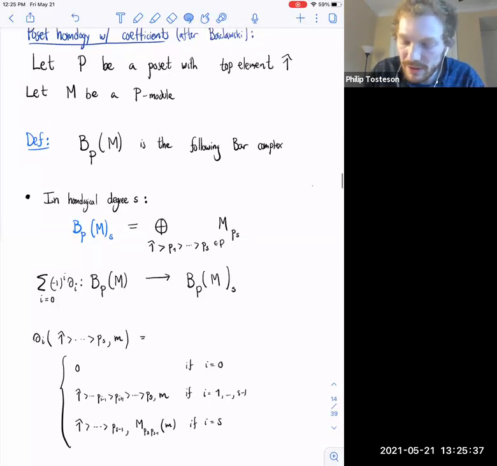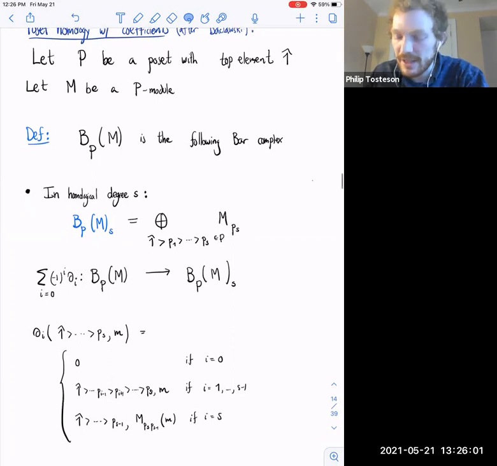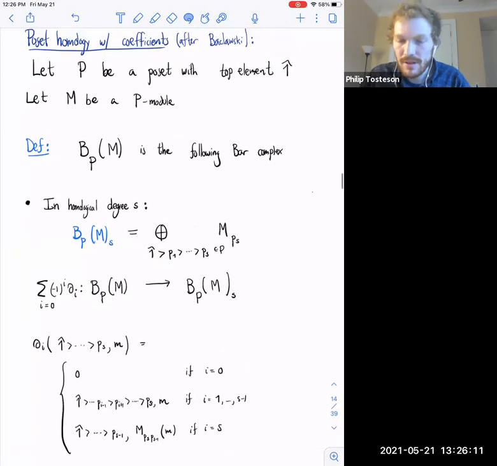And the way you define the differential, as often works with these bar complexes, is an alternating sum over delta_i. What delta_i does is, if i equals 0, it's just 0. I guess I didn't even have to write it in my sum, but it helps me to know that it's there. If it's some number between 1 and s minus 1, then you just forget the ith element. And if it's the last one, then you forget the last element, and then you also apply the transition map M(p_{s-1}) to M(p_s). Okay, so this is just an explicit bar complex.